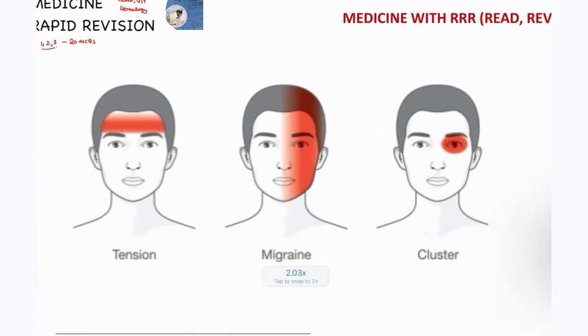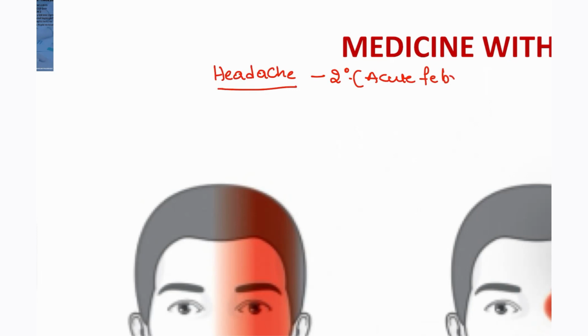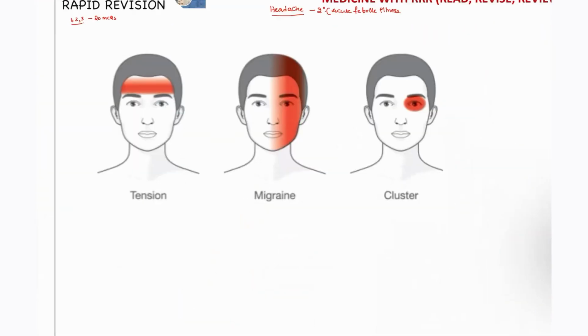First, we are going to discuss headaches. When I say headache, what is the most common cause? The most common cause will be the secondary type of headache. In the secondary type, what could be the cause? Acute febrile illness is a common cause for which the patient will be suffering from headaches. Next, these are the primary types of headaches. In the primary types, what is the most common? Again, tension type of headache is the most common, then migraine, and cluster is the least common type of headache.